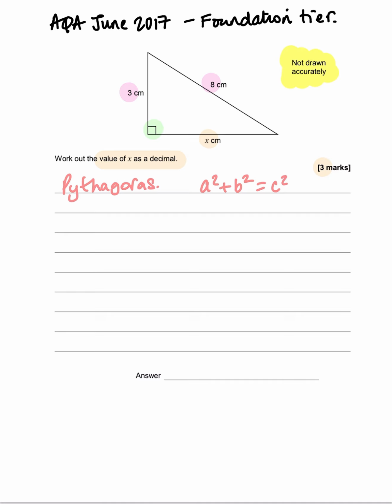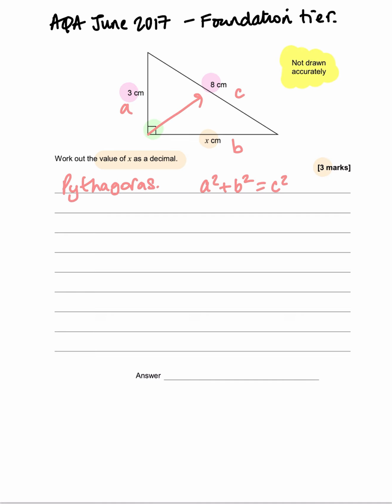Now, what is A, B, and C? Well, A and B are the shorter sides of a triangle, and C is the longest side of the triangle. The longest side is always opposite the right angle, so that 8 centimetres side is side C, the hypotenuse. And then A and B are the two shorter sides, which we're just going to label A and B there for 3 centimetres and x centimetres. It doesn't matter which of those two are A or B, as long as we're labelling the shorter sides.